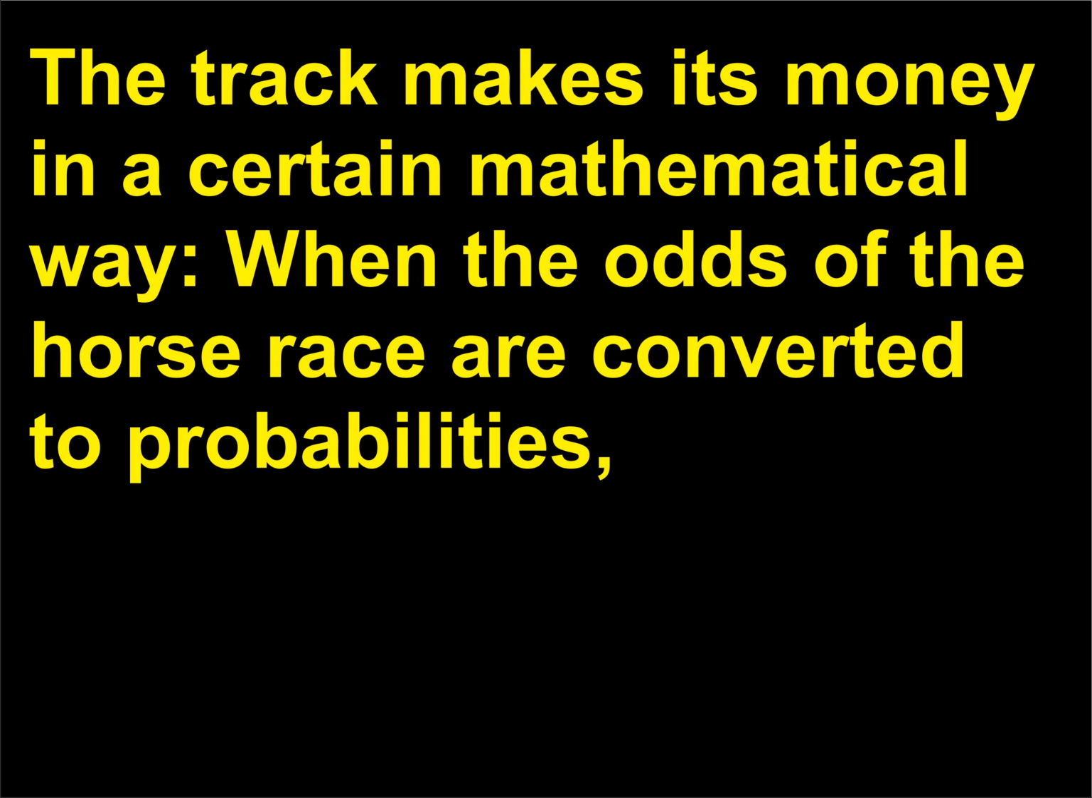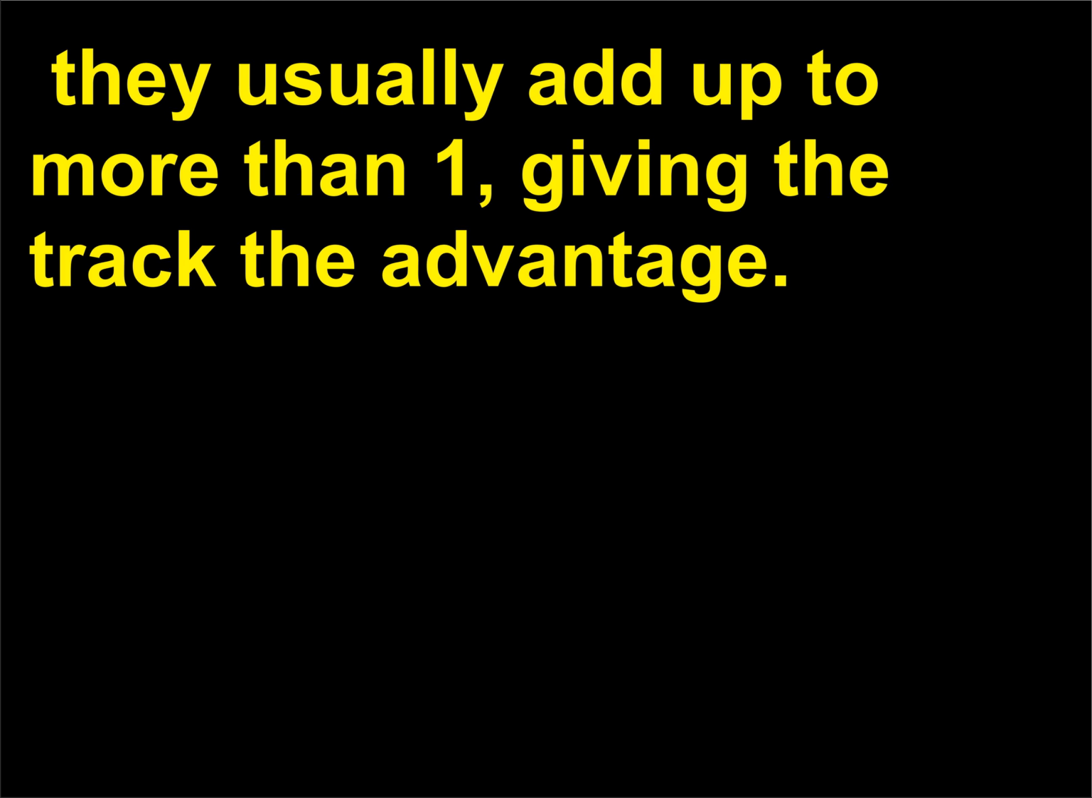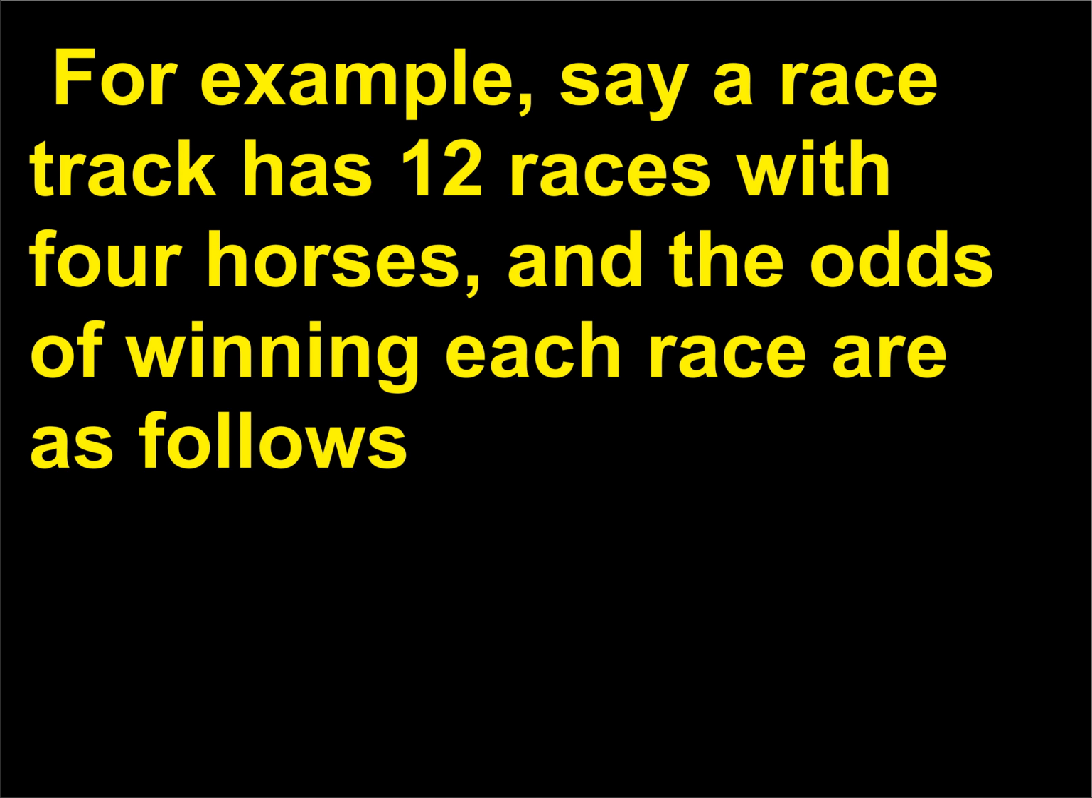The track makes its money in a certain mathematical way, when the odds of the horse race are converted to probabilities. They usually add up to more than 1, giving the track the advantage. For example, say a racetrack has 12 races with 4 horses, and the odds of winning each race are as follows.